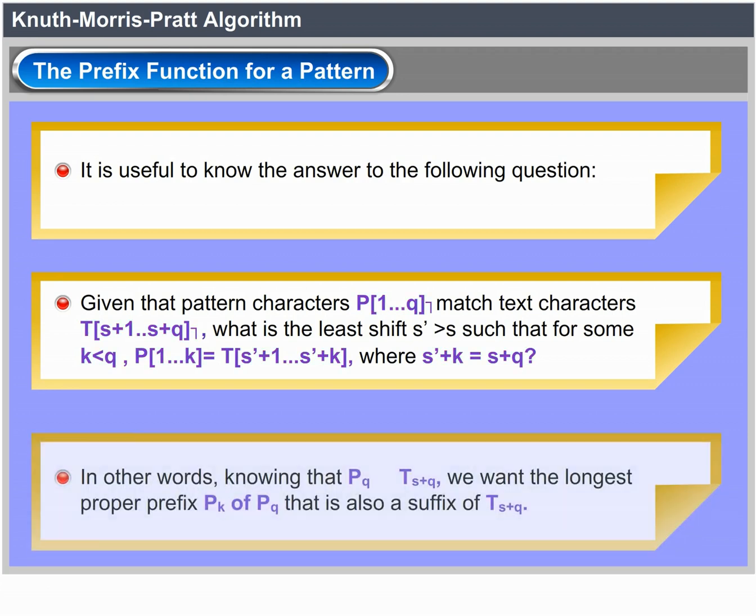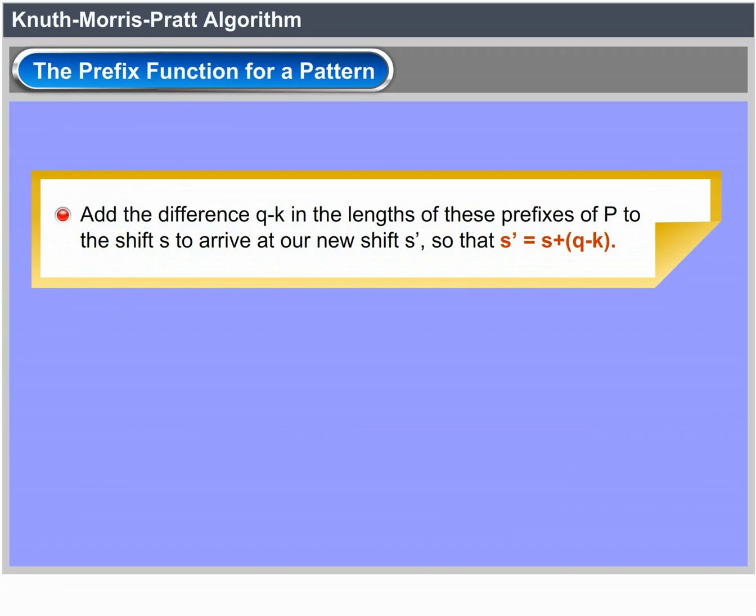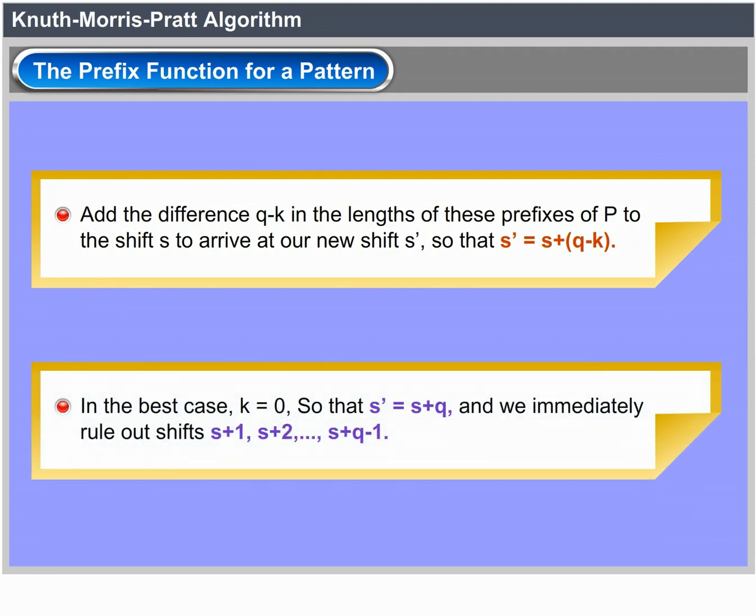In other words, knowing that P_q is a suffix of T_{s+q}, we want the longest proper prefix P_k of P_q that is also a suffix of T_{s+q}. Add the difference q-k in the lengths of these prefixes of P to the shift s to arrive at our new shift s', so that s' = s+q-k. In the best case, k = 0, so that s' = s+q, and we immediately rule out shifts s+1 up to s+q-1.